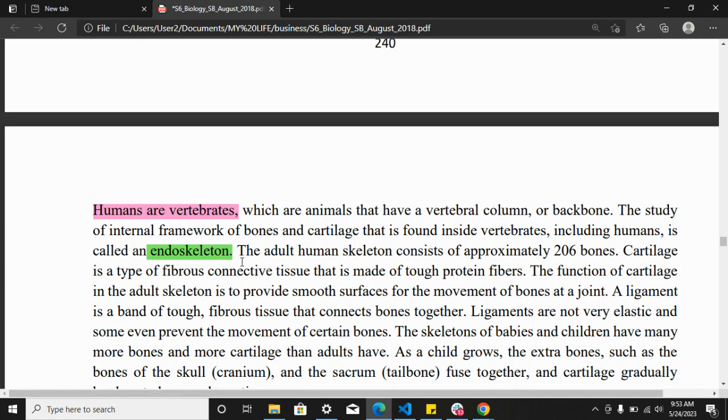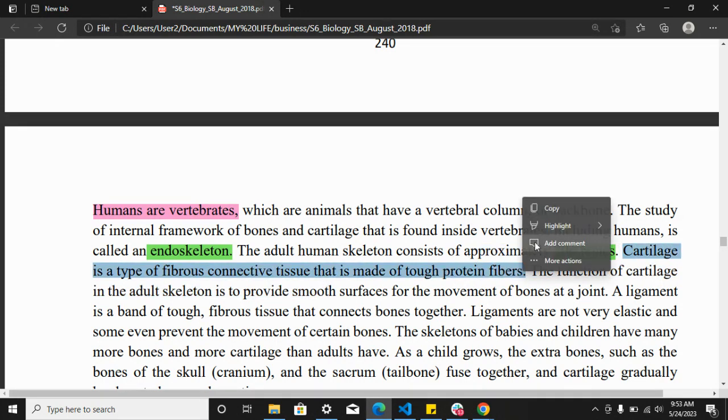No muntu rero dufite endoskeleton, umuntu mukuru ukuze abafite bones 206. Noneho zo bones zigiye ntabwo ari bones gusa, zigiye zinafite the cartilage. Cartilage rero is a type of fibrous connective tissue that is made of tough protein fibers. Novango, for those who just take meat, ni twa tuntu tuba dusa like white ariko dukocagurika, if you can say that way.